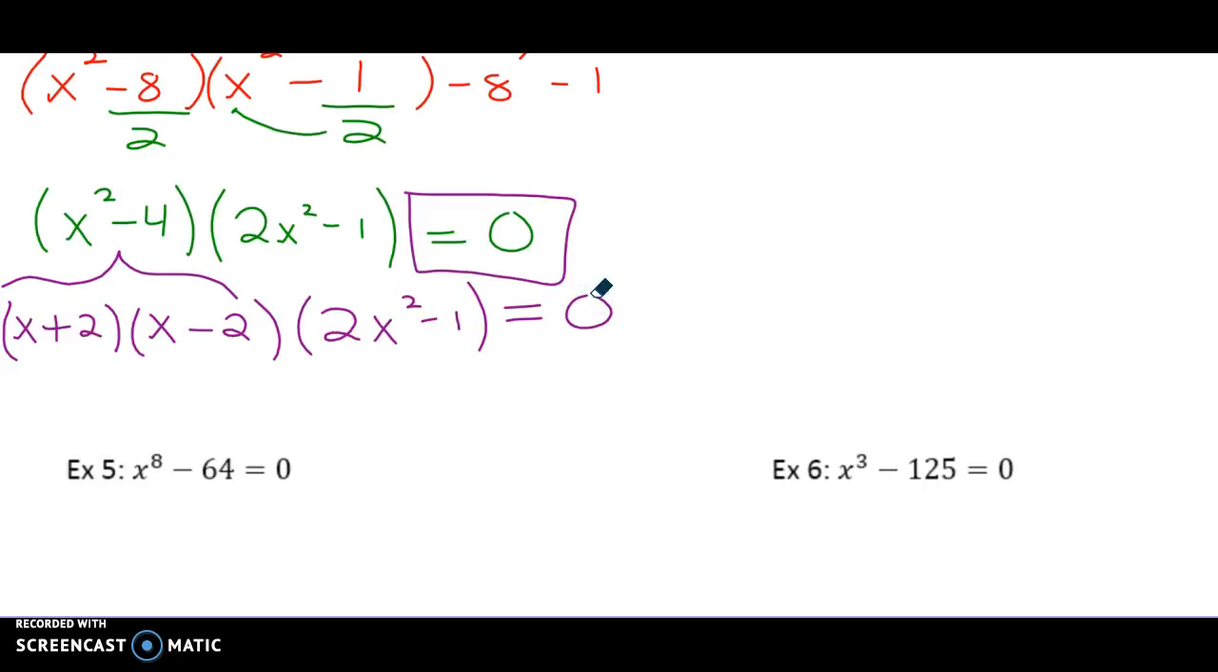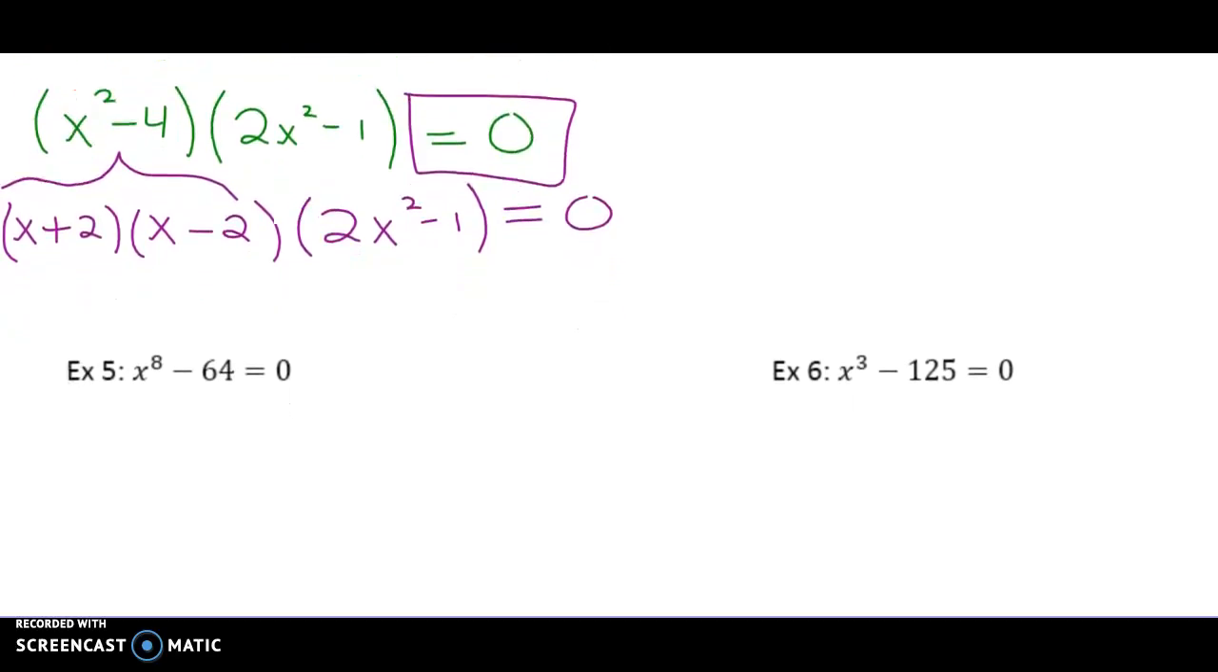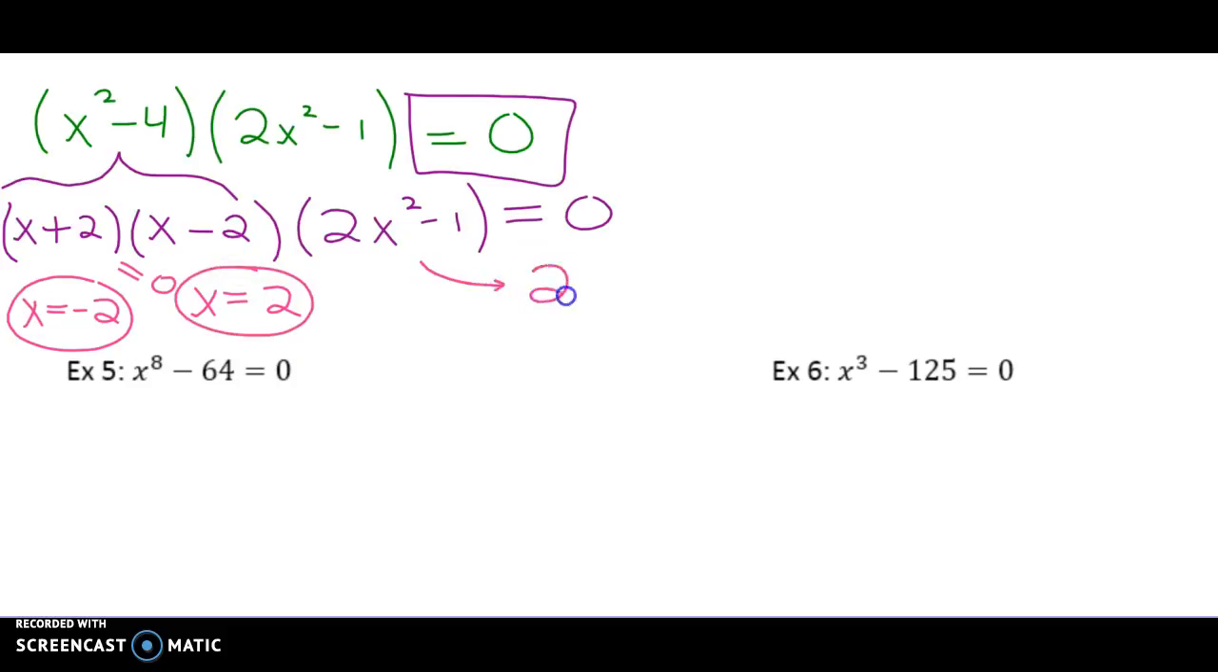Now, this is no different than quadratics. The way we solve is we set the prime factors equal to 0. So if we set this equal to 0, what do we get? Negative 2. That's one answer. If we set this equal to 0, we get positive 2. This is the newer part. If I set 2x squared minus 1 equal to 0, we actually have to do a little bit of work here. It's not just as obvious as these.